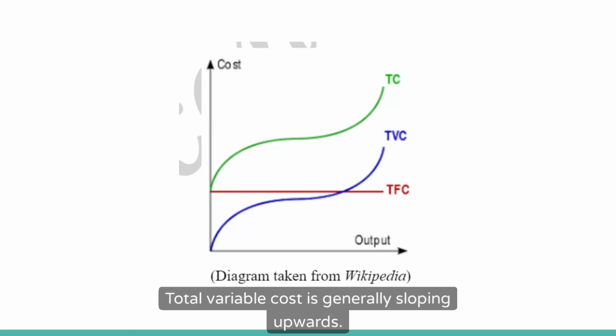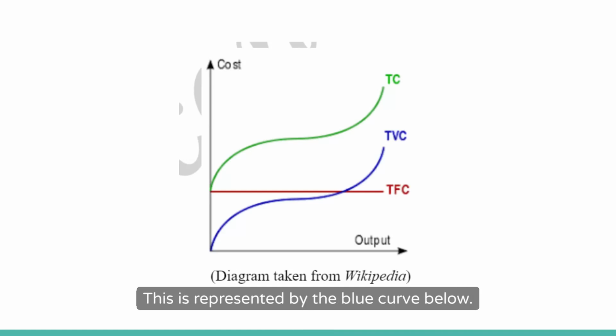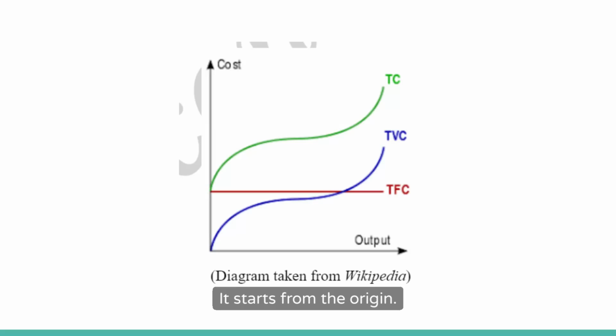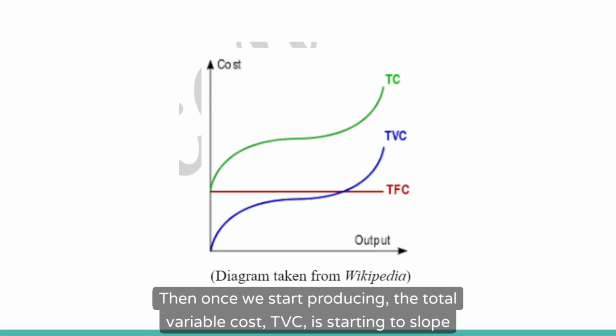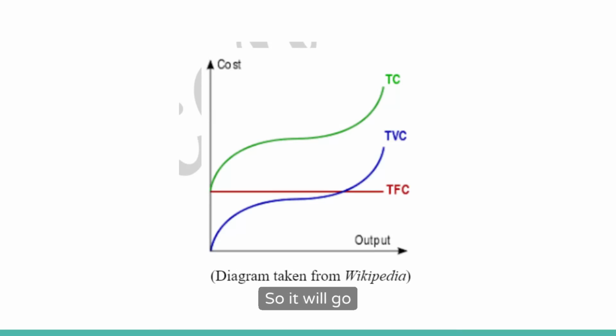Total variable cost is generally sloping upwards. This is represented by the blue curve below. It starts from the origin, so if we produce nothing, we pay nothing. Then once we start producing, the total variable cost, TVC, starts to slope upwards.